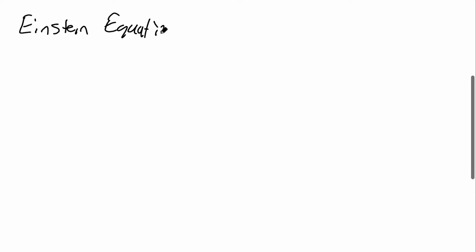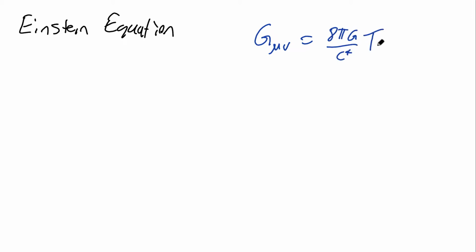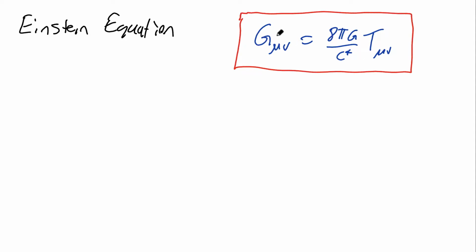Our starting point is the Einstein equation. So the Einstein tensor, G mu nu, equals 8 pi times Newton's constant G over the speed of light to the fourth power times the stress energy momentum tensor T mu nu. Remember, G mu nu is built from the metric and its first and second derivatives. T mu nu is built from the matter fields and the metric. So loosely speaking, this equation determines the geometry, or the metric, for a given matter distribution T mu nu.